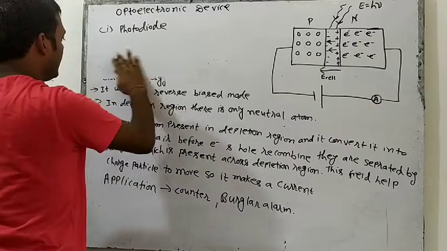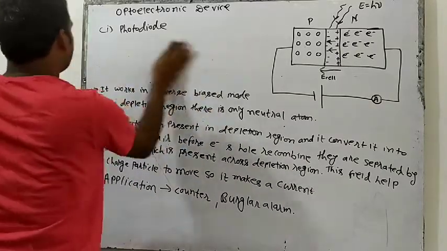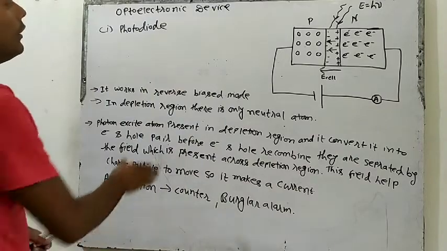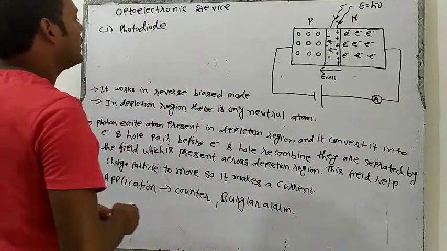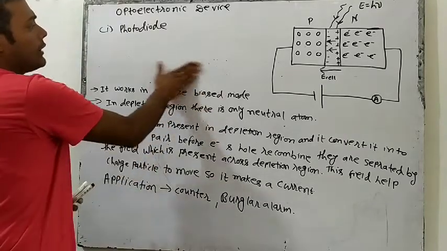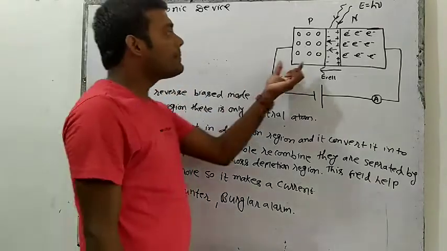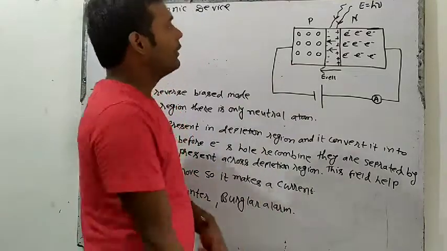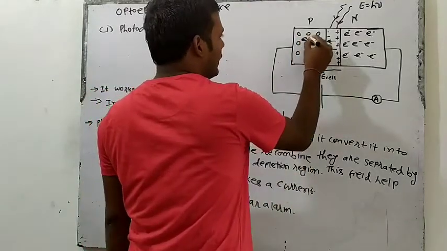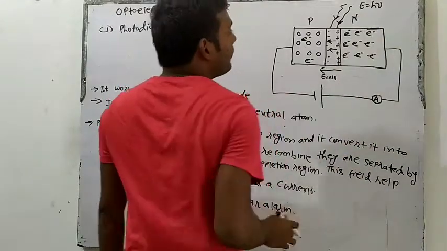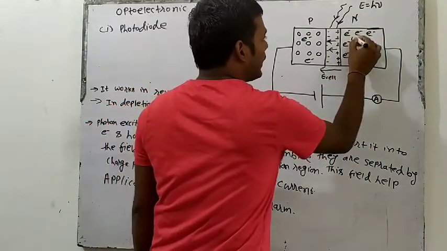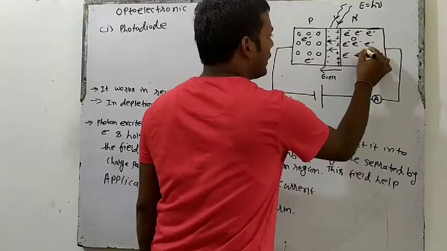I hope this is clear. Now see how photodiode will convert light energy into electrical energy. Let us understand that one. This is p-type. In p-type, hole will be majority charge carrier and electron will be minority charge carrier. In n-type, electron will be majority and hole will be minority charge carrier.